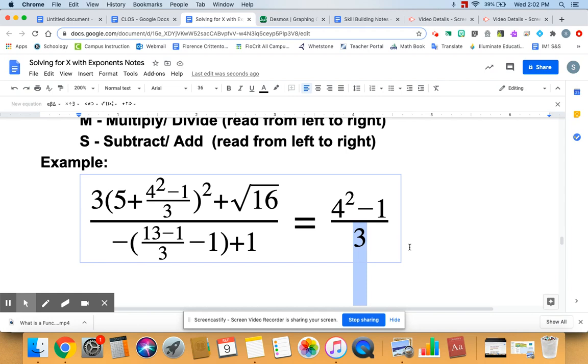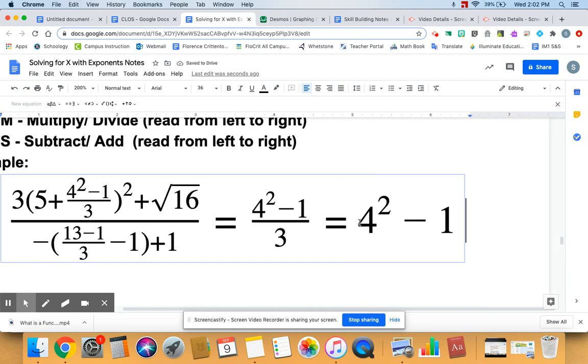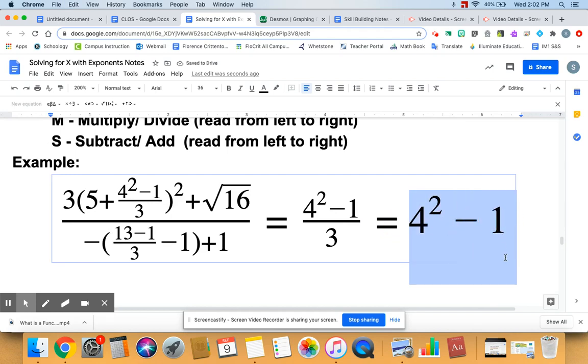It's just a 3. So I don't need to think about that part yet. I just have to turn the top into one number first. To do that, I have to restart order of operations.